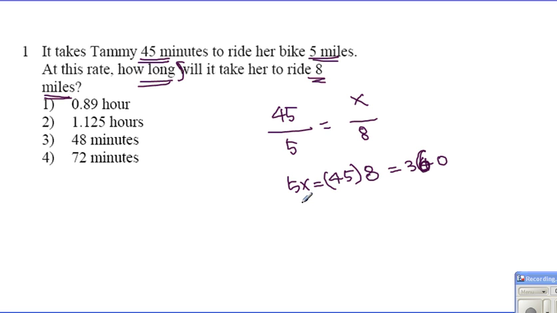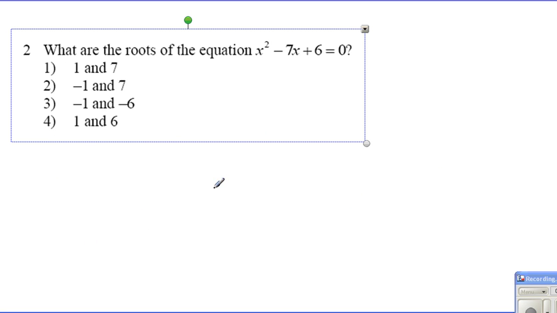Now, in order for us to find the value of x, we just have to divide by 5. Then x will be equal to 360 divided by 5, which comes down to 72. So our answer will be 72 minutes. Alright, now let us get going for the second question.